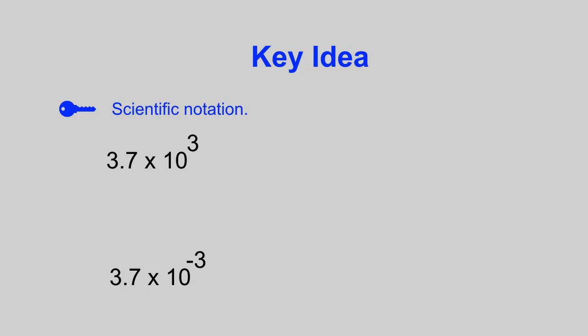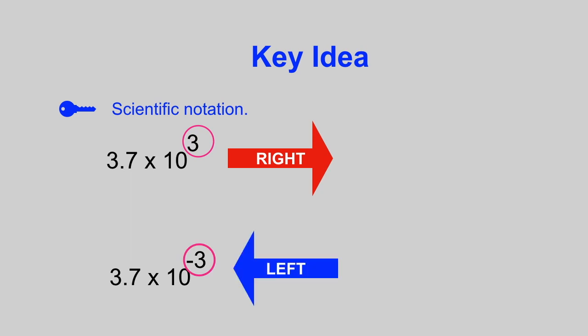All right, so before moving on to the next block of questions, just one key idea from this section. So remember scientific notation. If you have a positive number, remember that that decimal is going to move to the right. If it's negative, remember that you would move the decimal to the left.